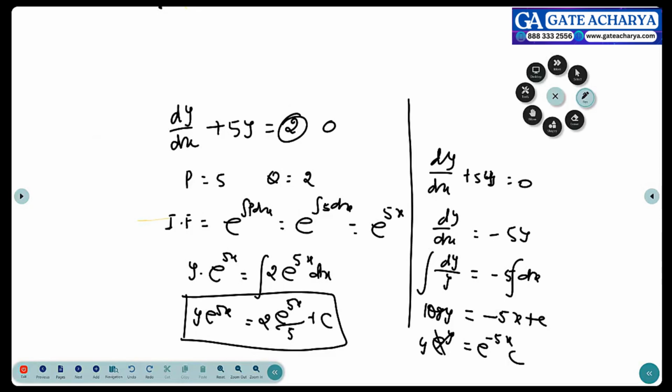Suppose the right hand side is 0, then apply the variable separable concept. So these are basic questions. Sometimes they ask basic questions.